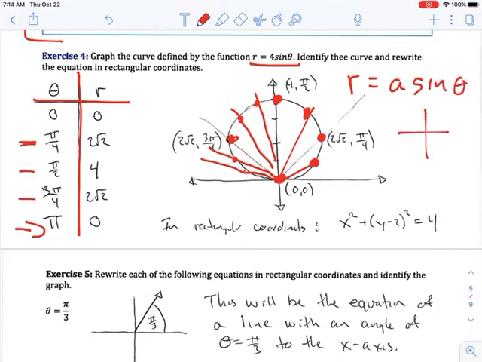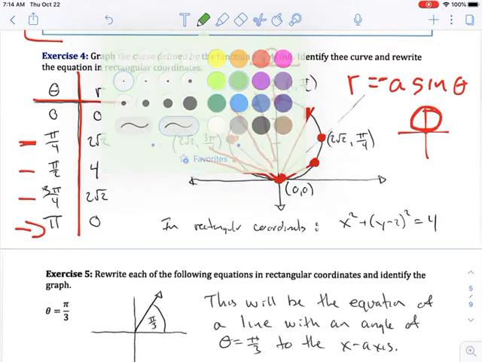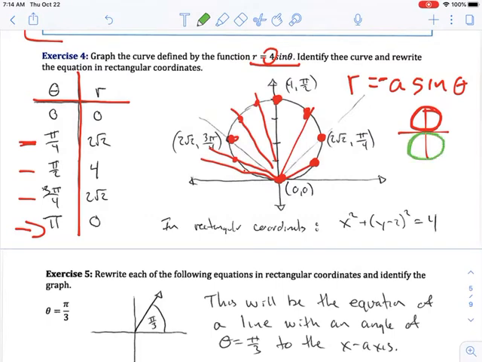So in general, when you have r is equal to a sine of theta, that's going to be a circle that is going to be above the x-axis, starting at 0, 0. Where it's going to vary is going to be the radius. So the radius of the circle is going to be half of the value of a, or you could think of the diameter of the circle as going to be a. If it was a negative a sine of theta, then our graph would be below the x-axis. That would be r is equal to negative a sine of theta.